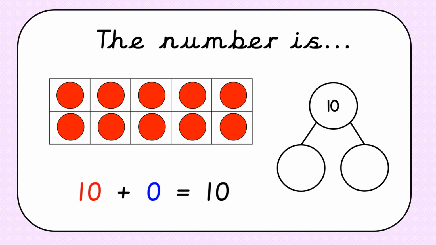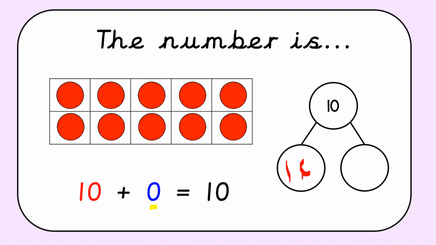Okay, the whole number that we can see in the 10 frame is 10. Well done, good subitizing. So we have got 10 red circles in the 10 frame. How many more do we need to make 10? That's right, we need no more, 0. So our number sentence is 10 add 0 makes 10. And that's our first number bond.